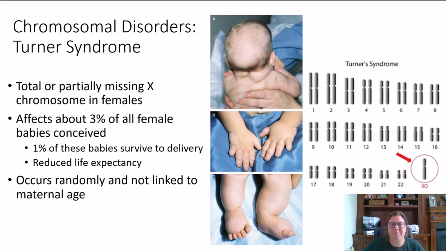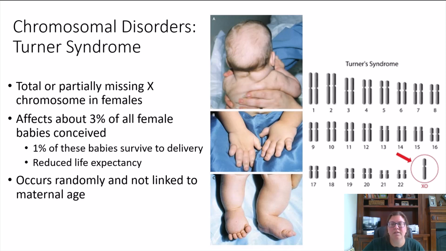The female version of Klinefelter syndrome is Turner syndrome, where the biological female is missing partially or in totality an X chromosome. Turner syndrome affects about 3% of all biological female babies that are conceived. However, of this 3%, only about 1% of those female fetuses will survive to delivery. If the newborn survives delivery, there is a reduced life expectancy by about 13 years and an increased risk for heart disease and type 2 diabetes long term.